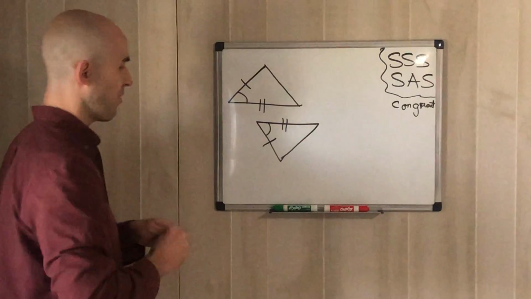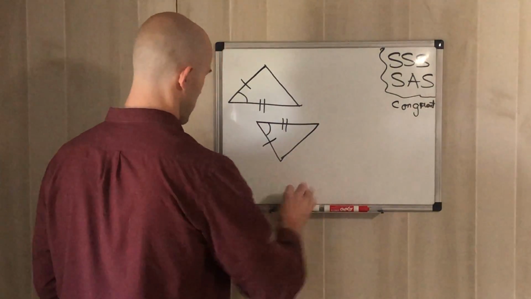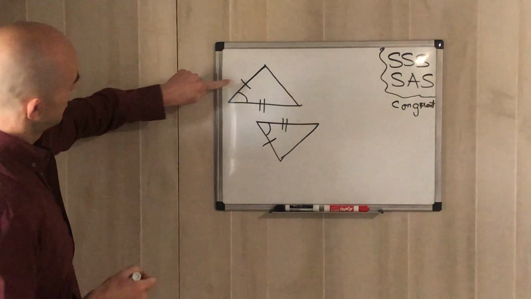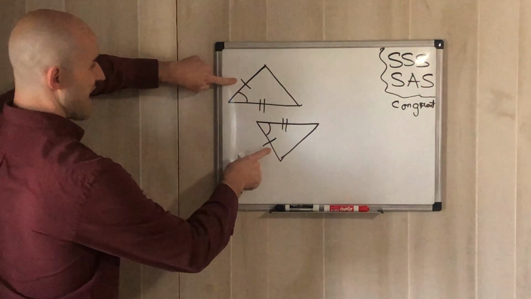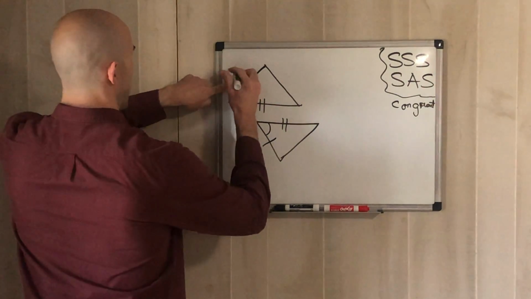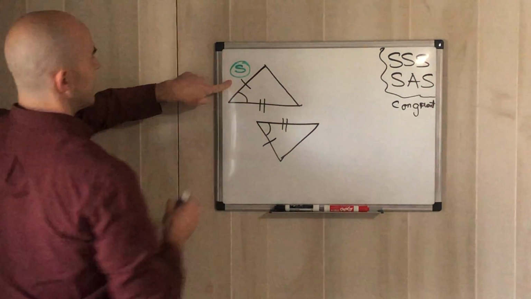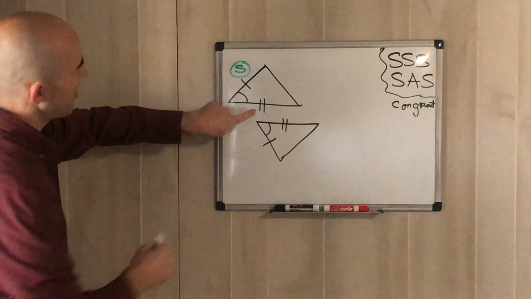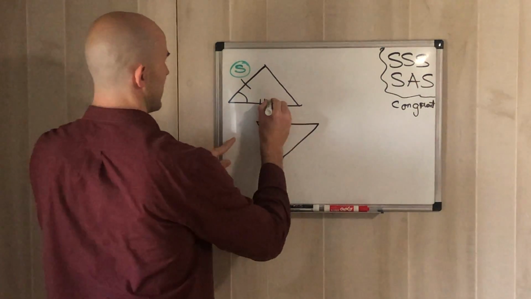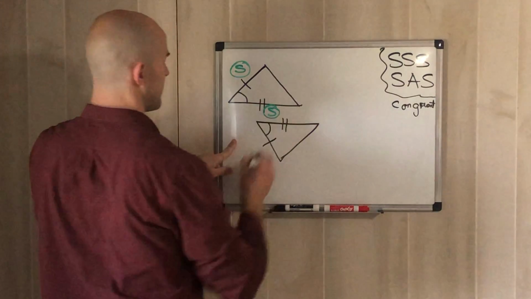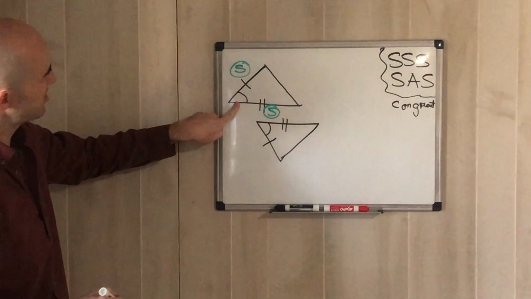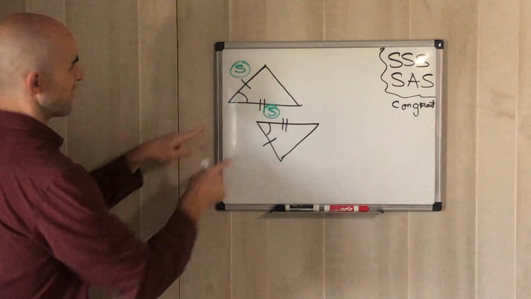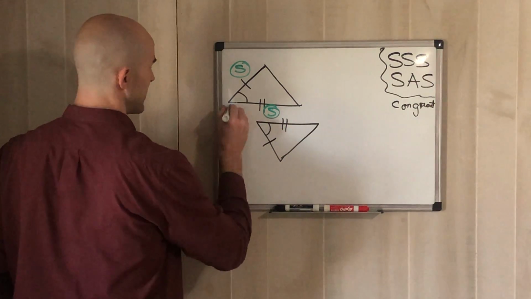So now let's look at the parts, right? See what they give. So that has 1 tick mark. That has 1 tick mark. That's a side, right? That would be a side. That has 2 tick marks. That has 2 tick marks. That would be another side. This has a curve. That has a curve. That would be an angle. That's a pair of angles.